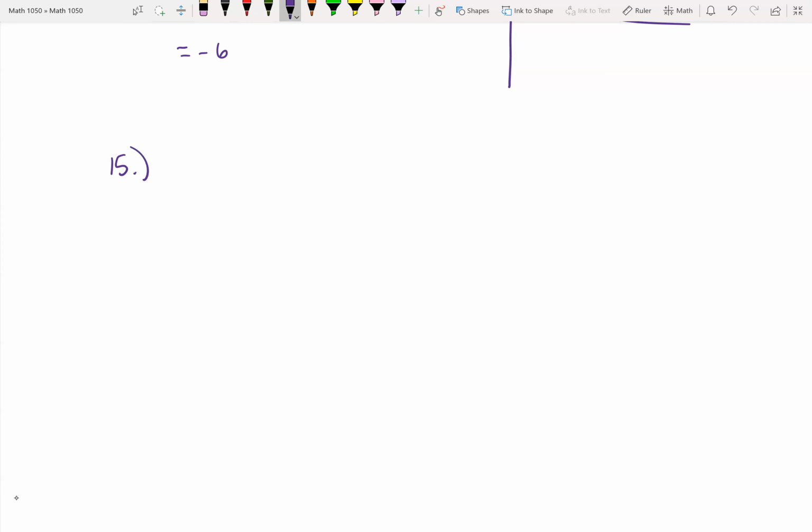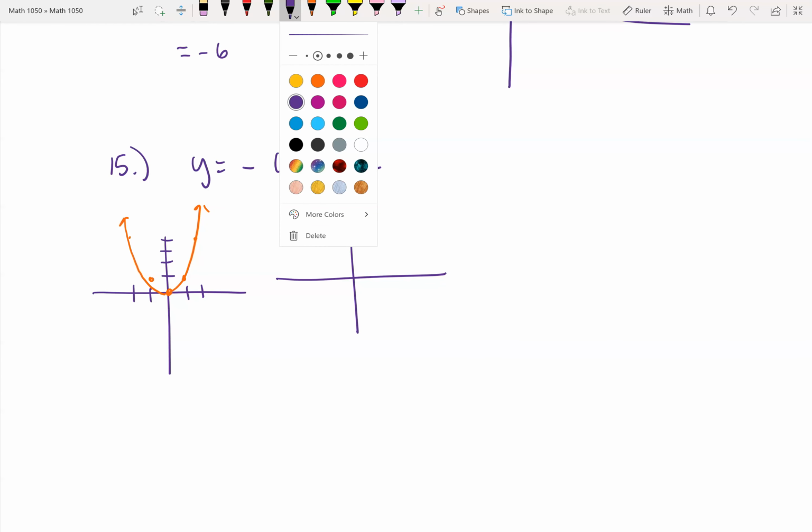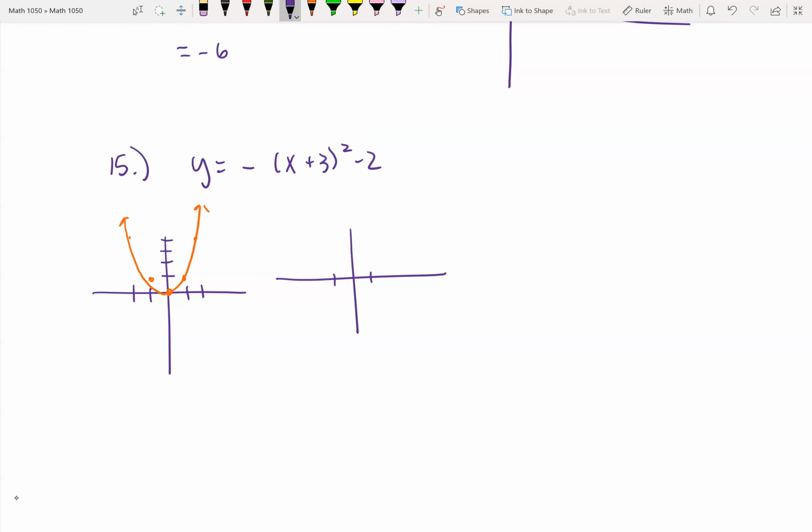Sketch this graph. Okay, so it's y equals negative x plus 3 squared minus 2. So the first thing I want you to do is to just quickly graph a parent. So pencil at the origin, right 1 up 1, left 1 up 1, right 2 up 4, left 2 up 4. There's your parabola. If you have a transformation, I want you to take the transformation by itself, okay?